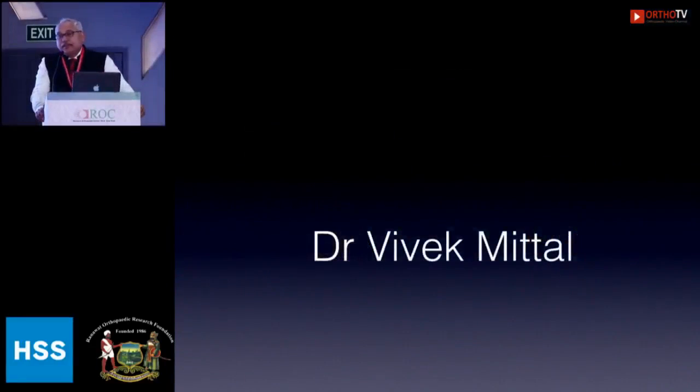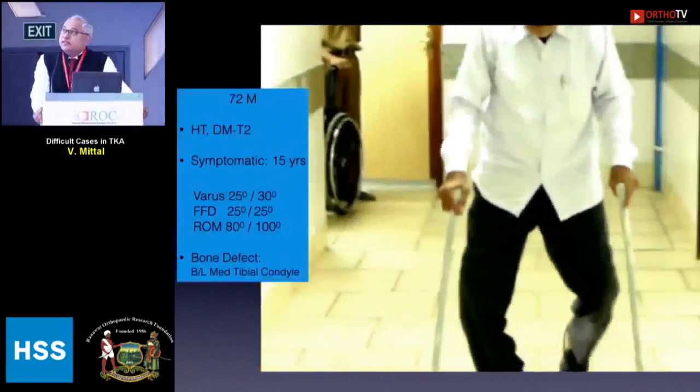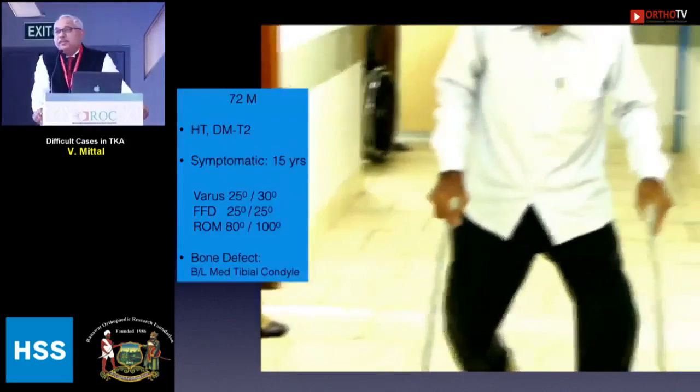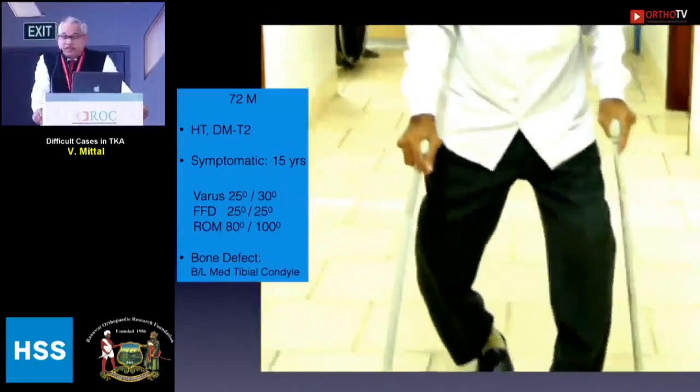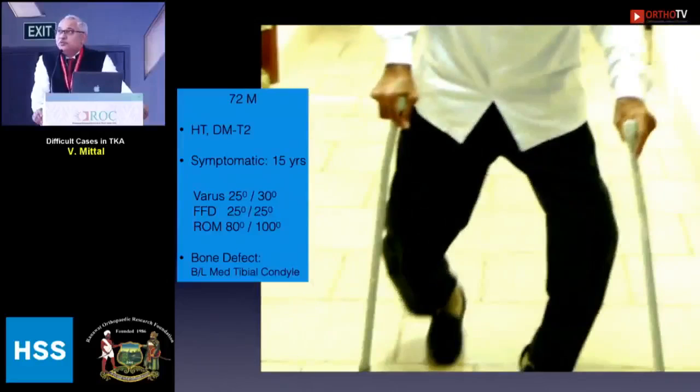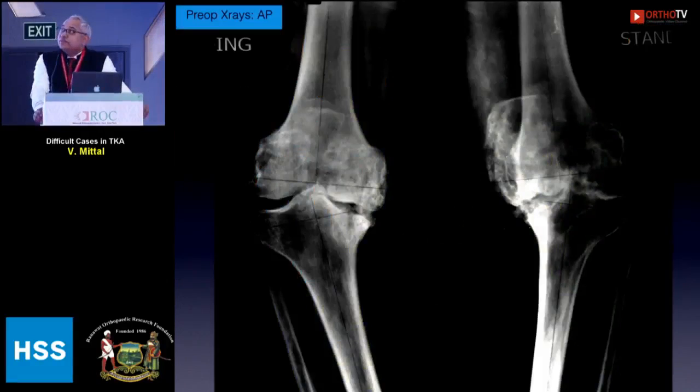Case, and since it's the worst case, I think this was the first tough case I had in my life, almost 11 years ago. This is a 72-year-old gentleman, hypertensive, diabetic, symptomatic over 15 years, refusing surgery, with severe varus, flexion deformity, limited range of motion, more on the right side, and had significant medial tibial bony defects. Well, these are the x-rays, AP standing.